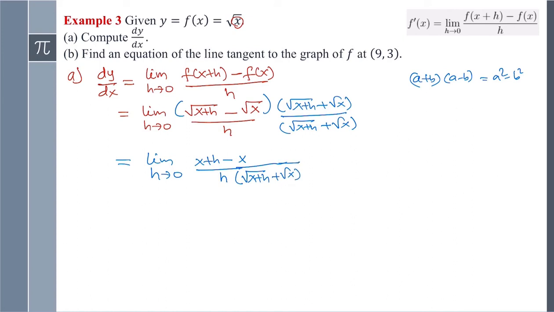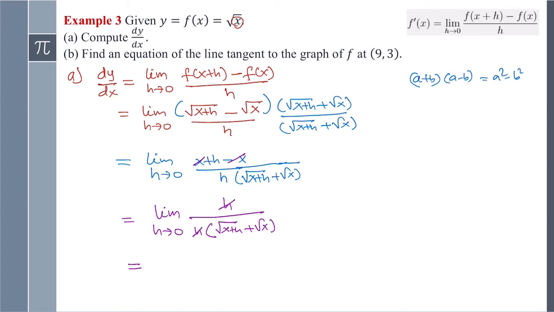Now in the numerator, when we add x and negative x, that's 0. So we have limit as h approaches 0 of h divided by h times square root of x plus h plus square root of x. Now we can cancel out h and h, and then we have 1 over this quantity here. Now we can plug h equals 0 in here to find this limit.